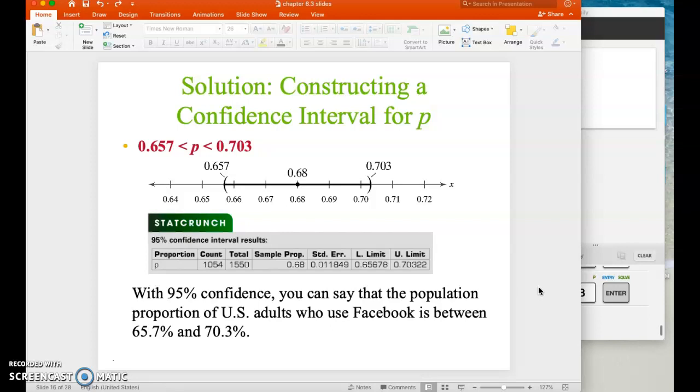On this slide, you can see the number line, and you can see in the center is 0.68, which is our population proportion estimate, p hat. And then in parentheses, you can see the endpoints of the interval. The final step is to interpret your confidence interval, and you do that by writing a sentence. In this case, with 95% confidence, you can say that the population proportion of US adults who use Facebook is between 65.7% and 70.3%.